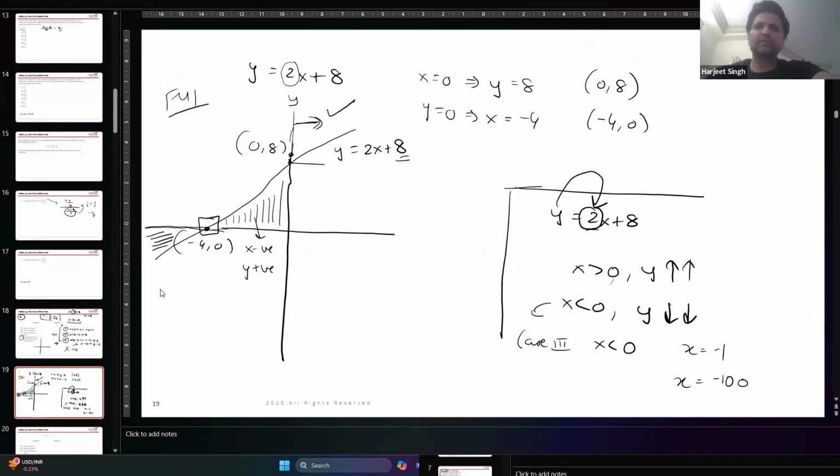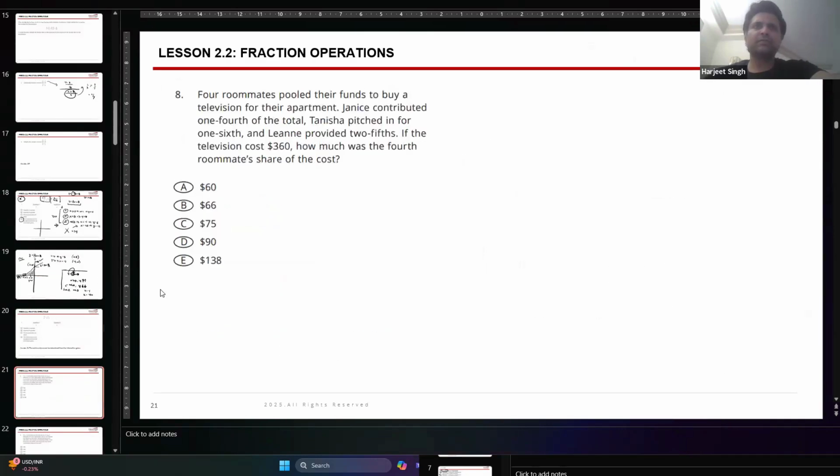Next. Four roommates pooled their funds to buy a television for their apartment. Janice contributed 1/4. So J has 1/4. T has 1/6. L has 2/5. If the television costs 360, what was the fourth roommate's share? So there's a fourth roommate, and we don't know the share. And the television is costing 360.